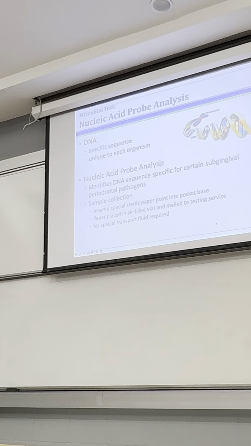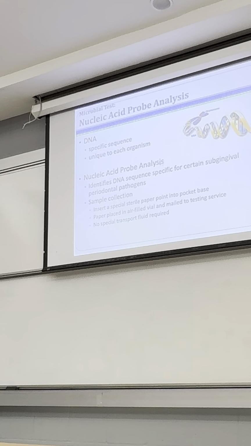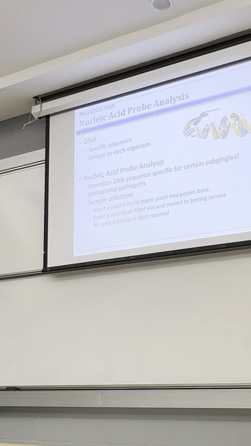The nucleic acid probe analysis, so this one's specific for DNA, and we talked a little bit about how genetics and DNA play into periodontal disease. Our DNA, of course, has a very specific sequence to it, and it's unique, and not only ours, but bacteria's do. So they can use that to determine which type of organism is there. The nucleic acid helps us to identify that DNA. Sample collection is very similar to the first one that we looked at, where just a little paper point is put into the pocket base, and then it's sent off to the lab in a vial.